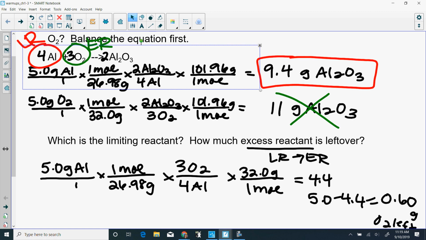And then this stoichiometry here is like, okay, I know my bike frames are going to run out first. So how much of the tires am I actually going to use? So if I'm going to run out of aluminum first, how much oxygen am I taking with it at a ratio of 4 to 3? And it's 4.4. So if I started with 5 and used 4.4, I end up with 0.6, which has wrong sig figs. It should be 0.6, not a 0, left over.